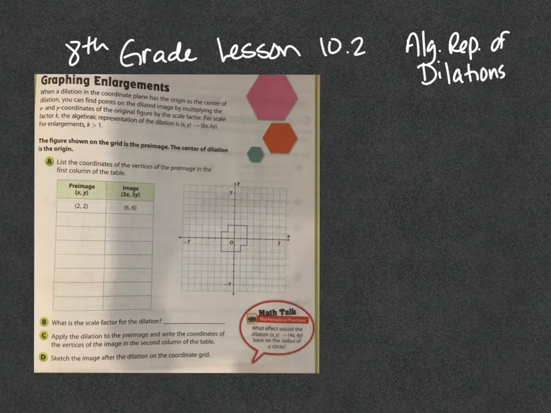All right, we have this shape. This has the origin as its center of dilation. So we'll see this grow outward, like you're pinching outward on your iPad or whatever. You can find points on the dilated image by multiplying the x and y coordinate of the original figure by the scale factor. In this case, we have a scale factor of 3. So we're going to make it 3 times larger.